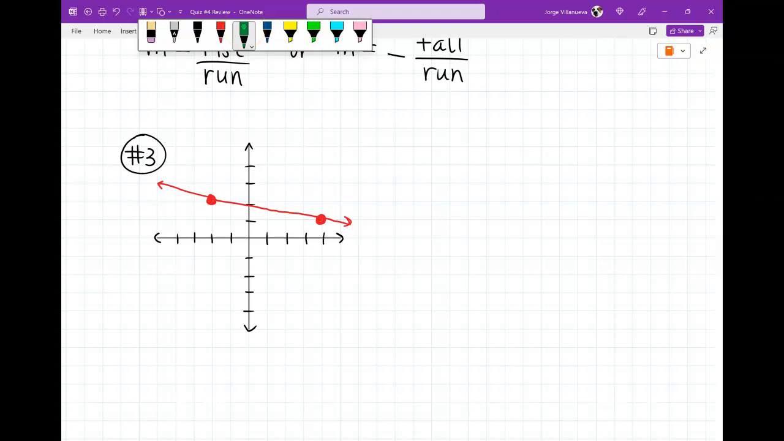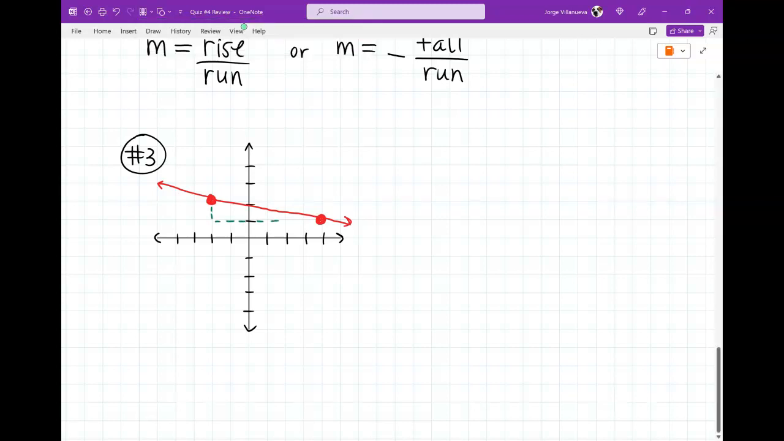How many, let me just do little dotted lines here. How many times to go from the left dot to the right dot? How many times do I have to go down? One. One time, okay? So I'm going to write my slope here. I know I have to go downward, so I'm putting -1 because I fell one time.